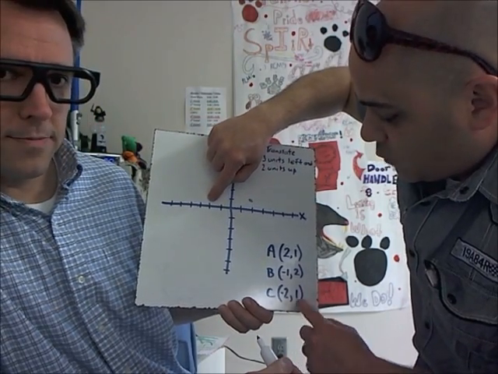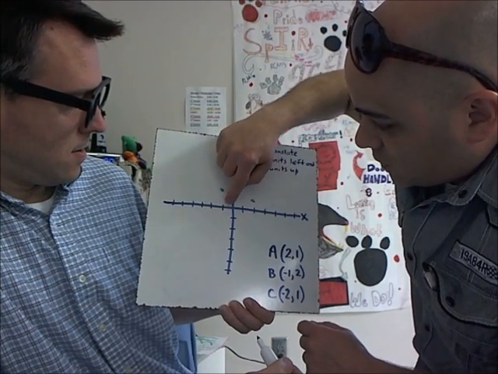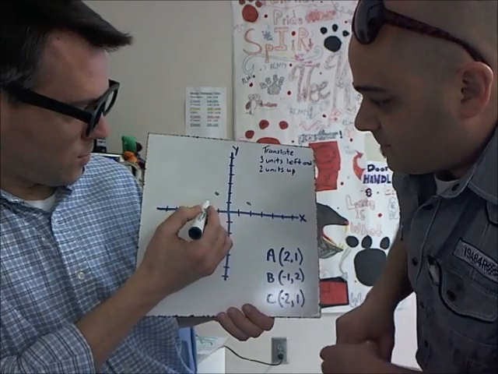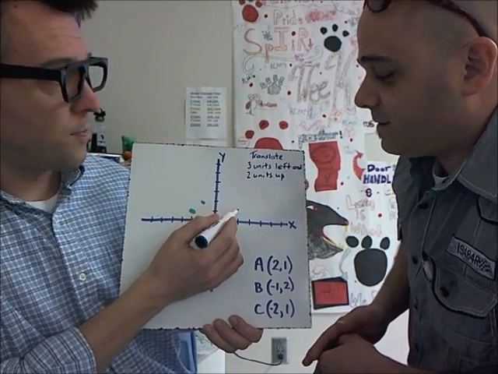That's correct. And then 1 would go up 1, or 1 there. So negative 2, up 1. That's correct, Mr. Esposito. All right, excellent job. Do I get a smiley face, a piece of candy? You do. You do.